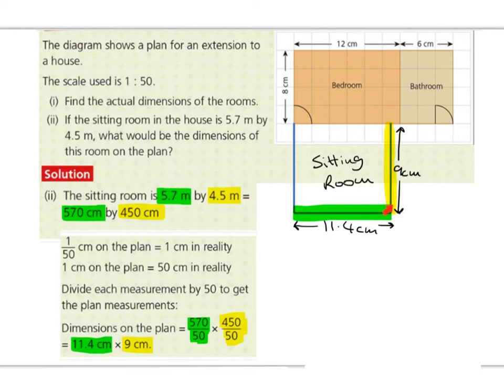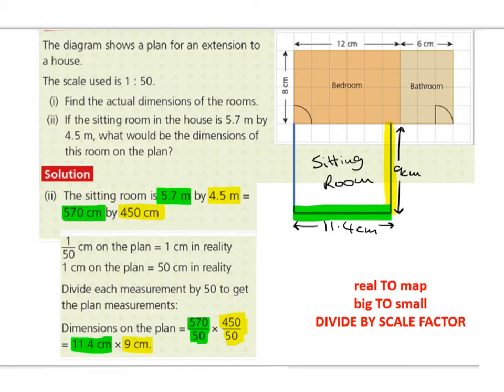So remember, this 11.4 centimetres actually represents 5.7 metres in real life, and this 9 centimetres actually represents 4.5 metres in real life. So it's very important to note, if we're going from real measurements to the map, we're going from big to small, so we divide by the scale factor. Whereas in part 1, we were going from the map to real measurements, we're going from small to big, so we multiplied by the scale factor.